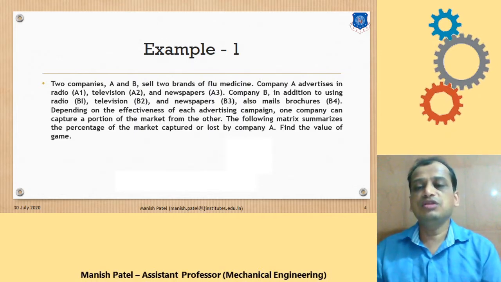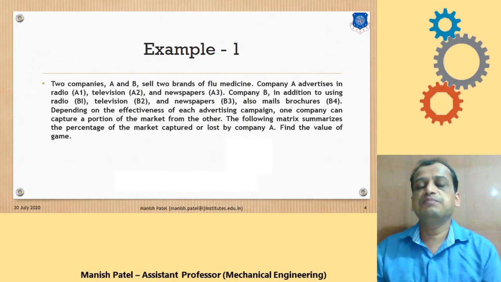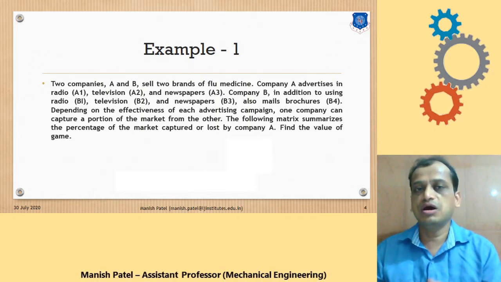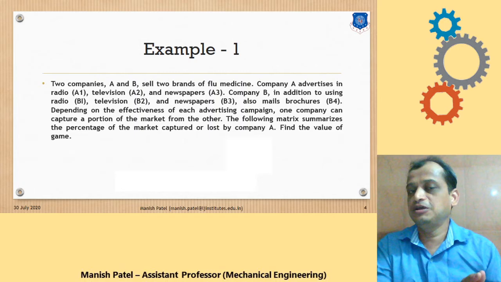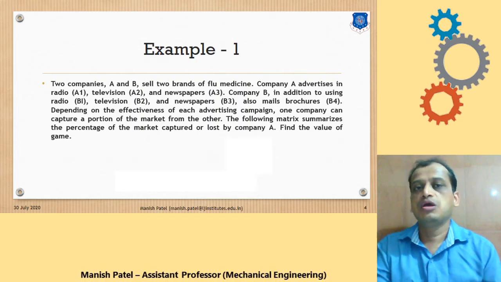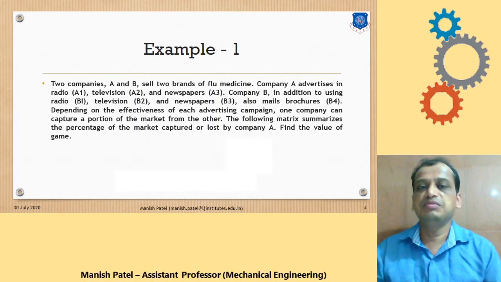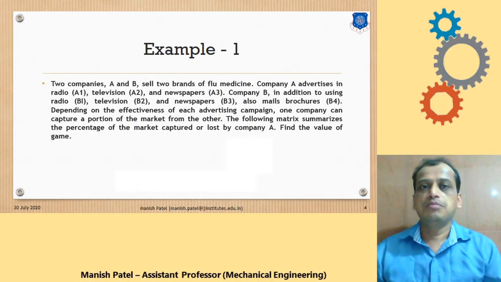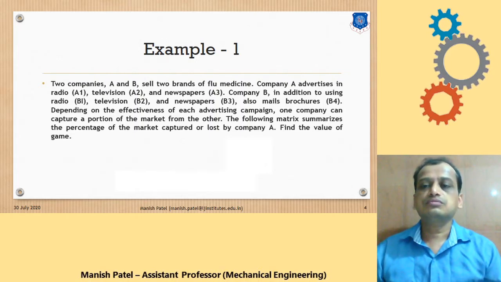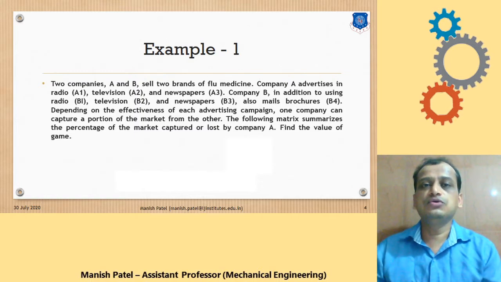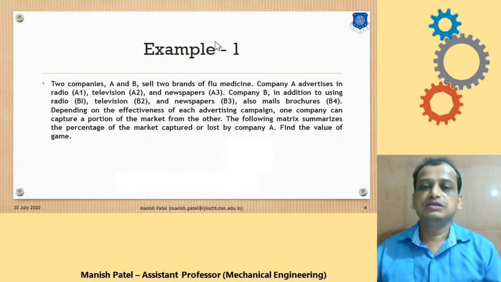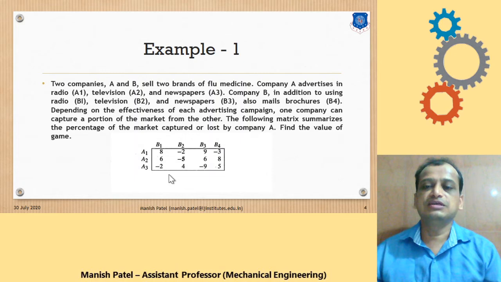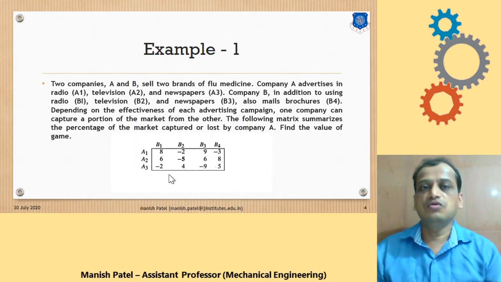Now depending upon the effectiveness of advertising campaign, one company can capture a maximum portion of the market, which is the maximizing player. Which is the maximizing player? A. And B is the minimizing player. B will try to minimize the losses and A will try to maximize the profit. Clear? Now the following matrix is given to you, and we have to find out the value of game.